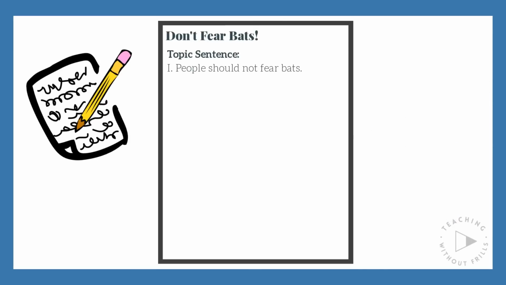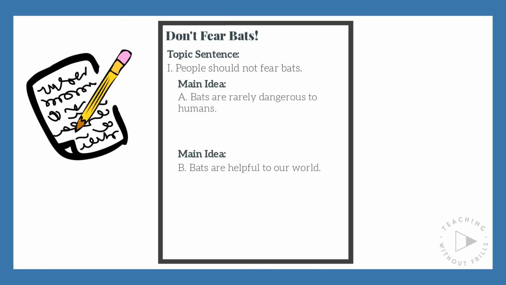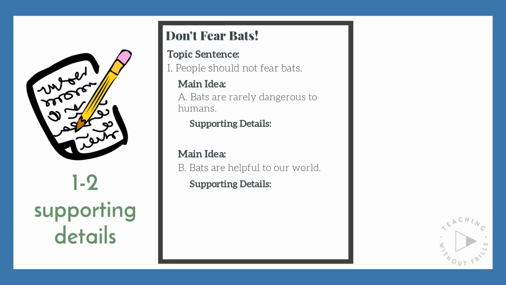Next, use your research notes to develop 2 to 3 main ideas that support your topic sentence. In my research, I discovered that bats are rarely dangerous to humans. I also learned that bats are helpful to our world. Then, write 1 to 2 supporting details that support each main idea.